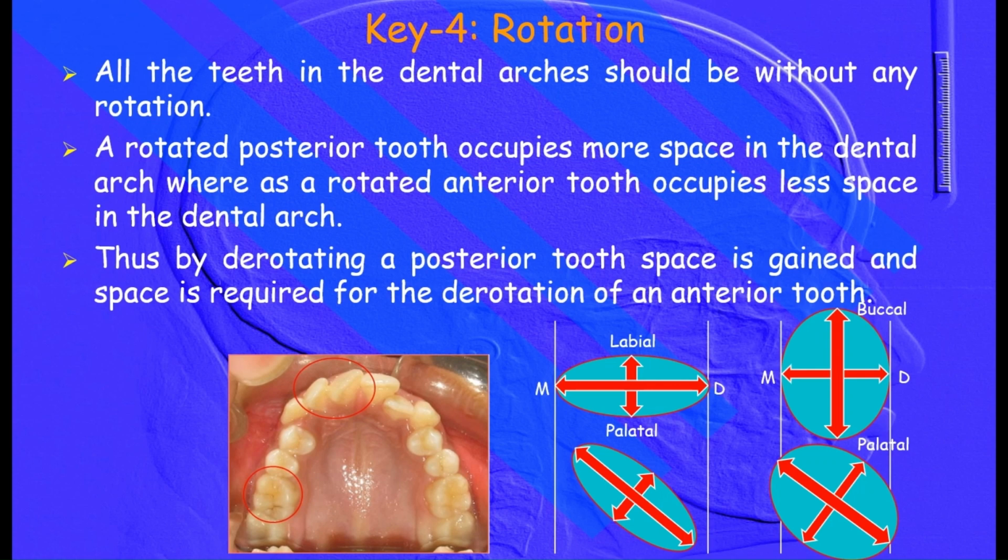In normal occlusion, all the teeth in the maxillary and mandibular arch should be without any rotation. You must remember that when an anterior tooth is rotated, it occupies less space in the dental arch. This is because the mesiodistal dimension of an anterior tooth is more compared to the labiopalatal dimension. In contrast, a rotated posterior tooth occupies more space in the dental arch. Thus, by derotating a posterior tooth, space is gained in the dental arch, and for the derotation of an anterior tooth, space is required in the dental arch.